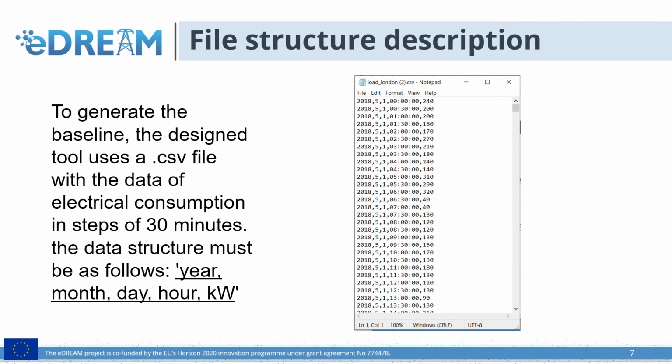Here you can see an example of the historical consumption. In every line, there is a date. In the first line, we can see the year, the month, the day, and then the time and the kilowatt consumption. That is for every half hour step. So there are 48 steps for one day.